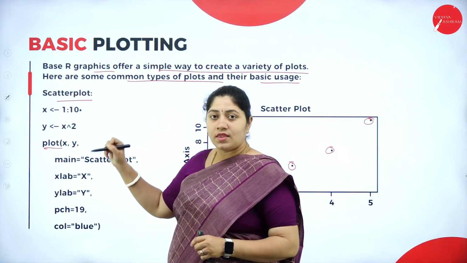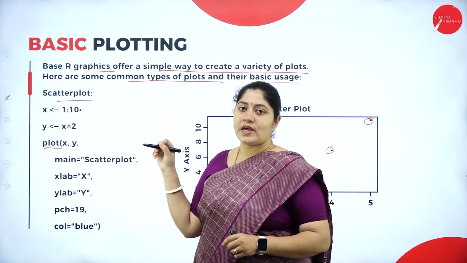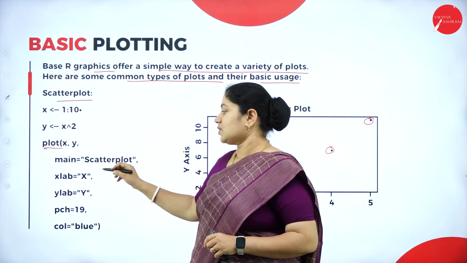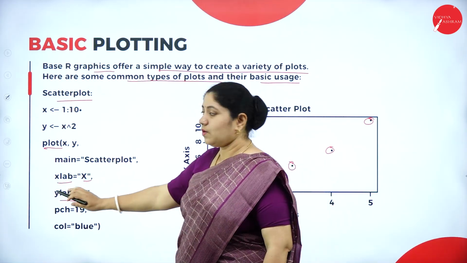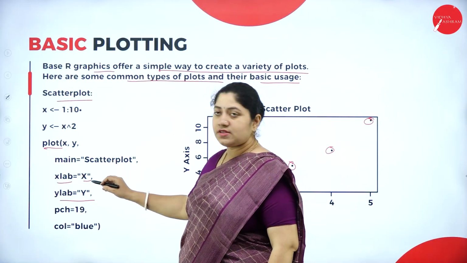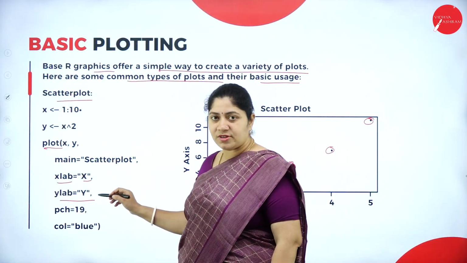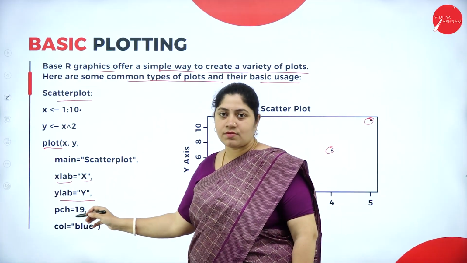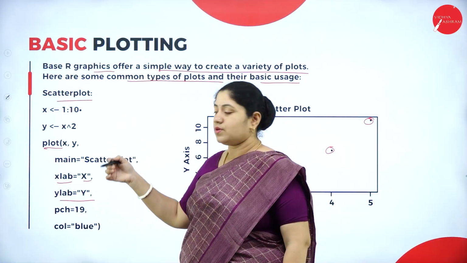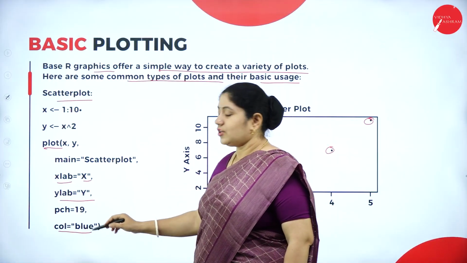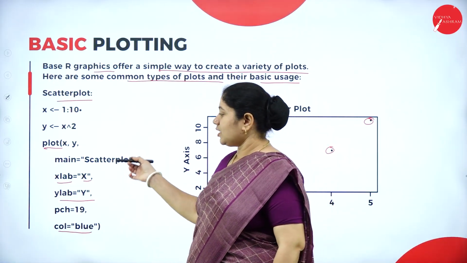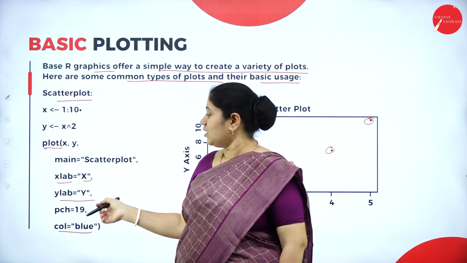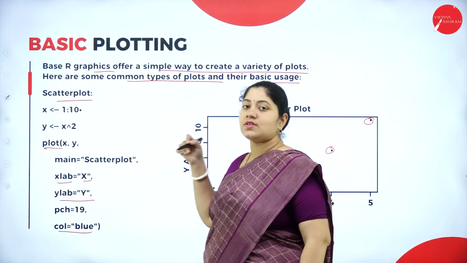Now I have to define my plot, which is defined by main equals scatter plot. Then the xlab value specifies the values of x, and similarly ylab the values of y, and pch equals 19 specifies the design. And the color should be blue. So this is a simple format for how to represent a scatter plot.